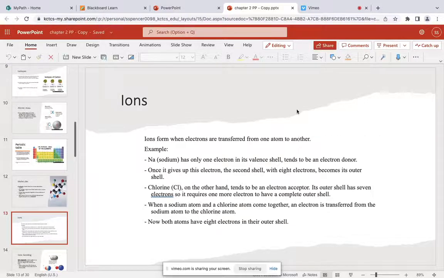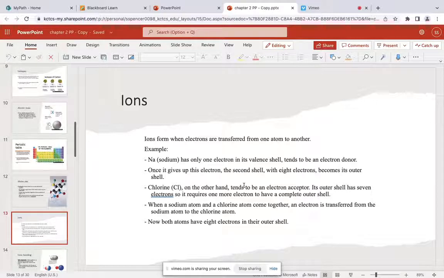So I say here that ions are formed when electrons are transferred from one atom to another. I have here an example, sodium. Sodium has only one electron in its valence shell, so it tends to be an electron donor. Once it gives up this electron, the second shell with 8 electrons becomes its outer shell. If you were in high school chemistry, you probably learned about this, but I don't want to go into it too in depth. The principle of this slide I want you to know is that ions form when electrons are transferred from one atom to another, and that ions can be positively or negatively charged. They are not electrically neutral.